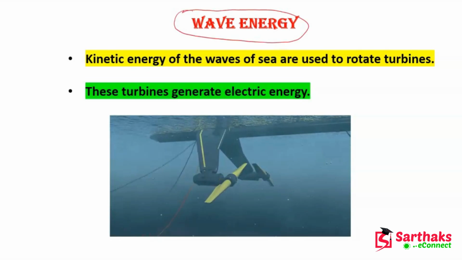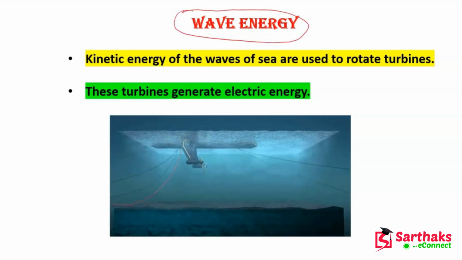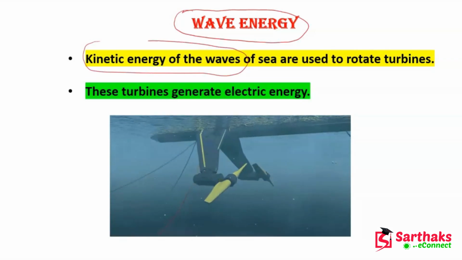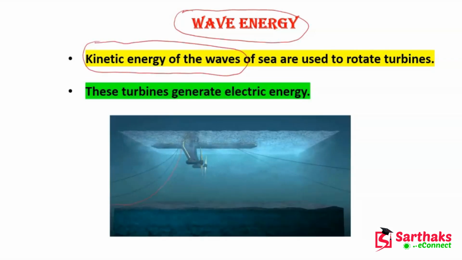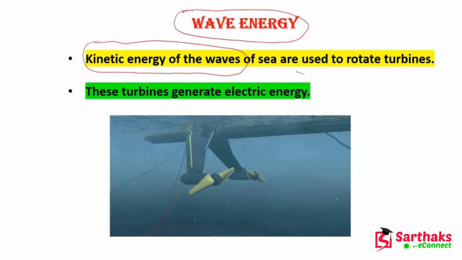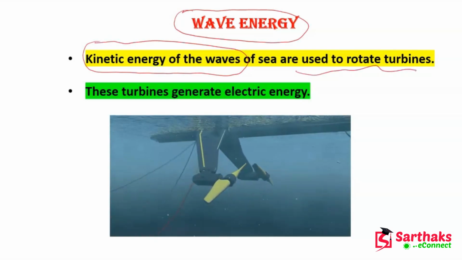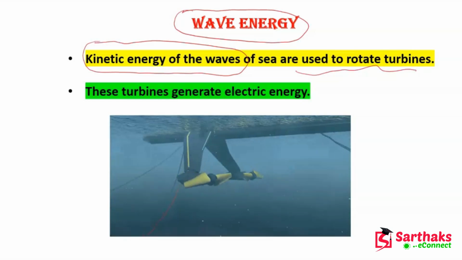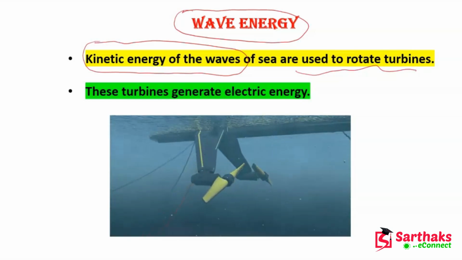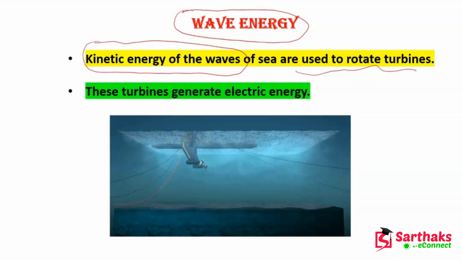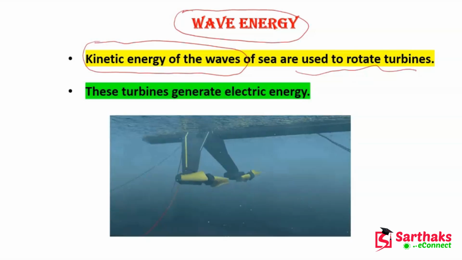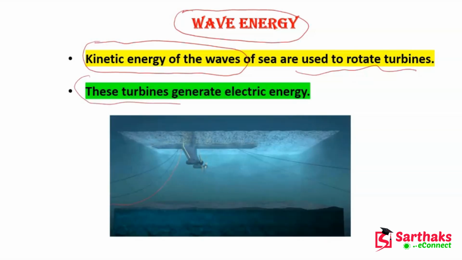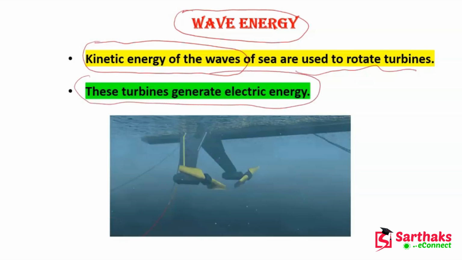We all know that there is some kinetic energy in the waves. This kinetic energy of the waves can be used to rotate turbines, because waves come with a speed, and that's why there is some kinetic energy in those waves. This energy can be used to rotate the turbine, and thus the turbine rotates and generates electricity.